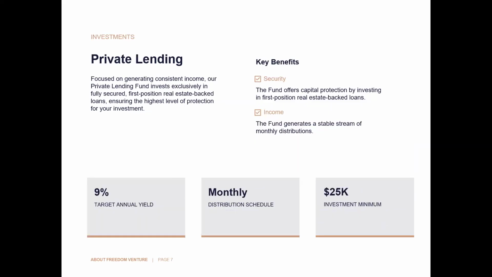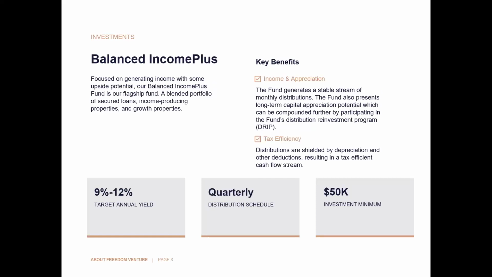The private lending fund, this is our most secured fund. This is a fund that makes debt investments. So we're actually investing into the first lien position, and we're supplying loans to other multifamily operators that we feel confident can execute the business plan. That's a 9% targeted annual yield, distributes monthly, and that's a 25,000 minimum investment.